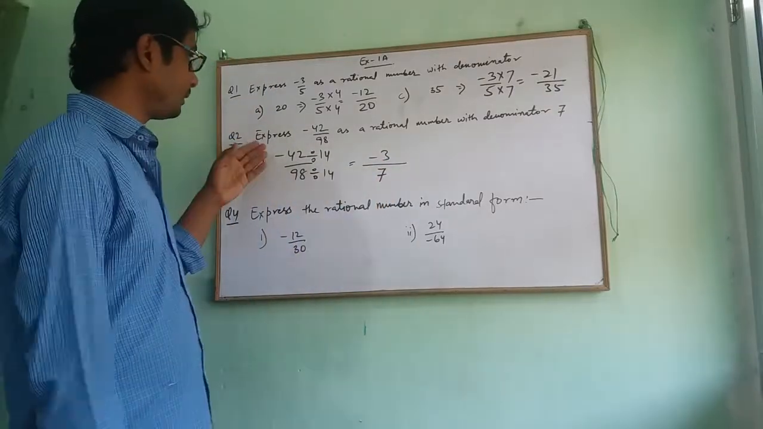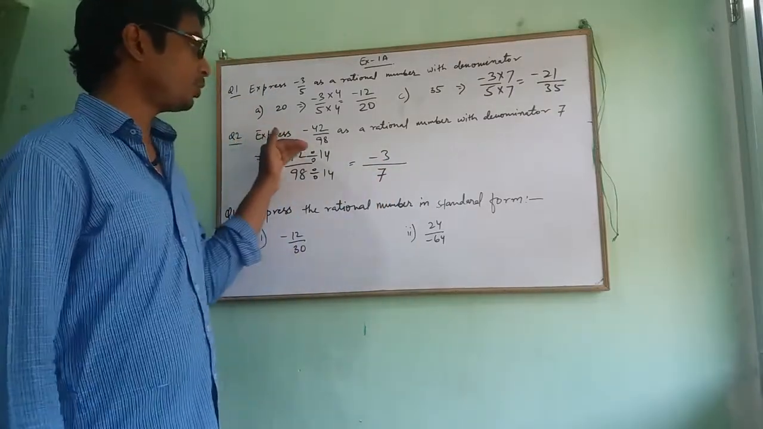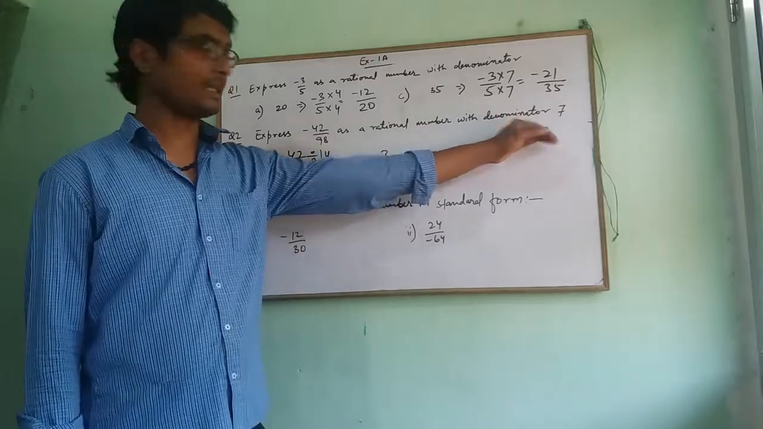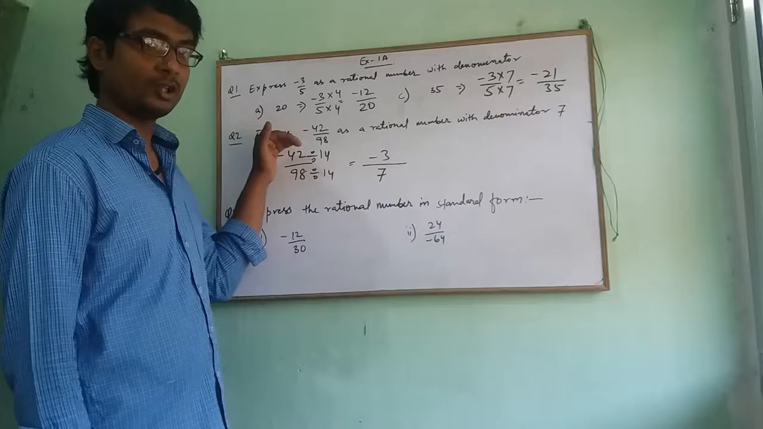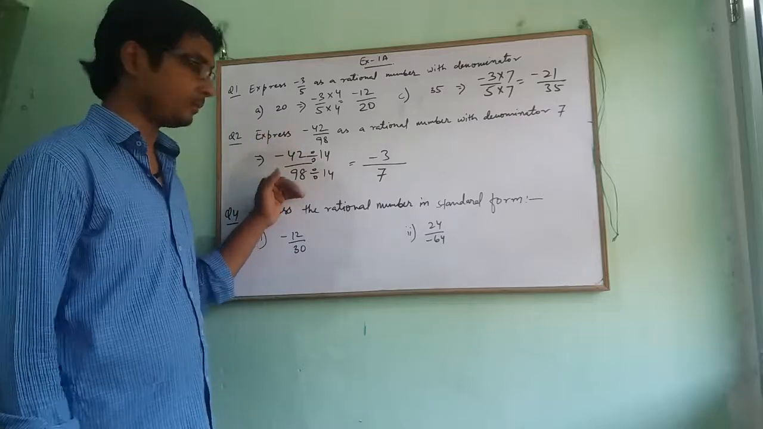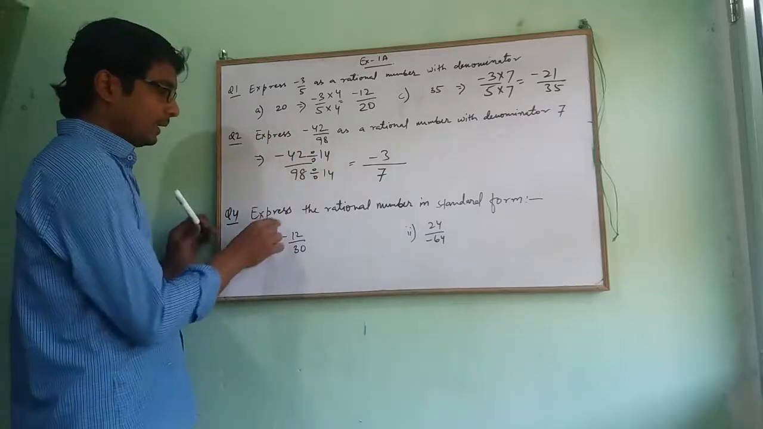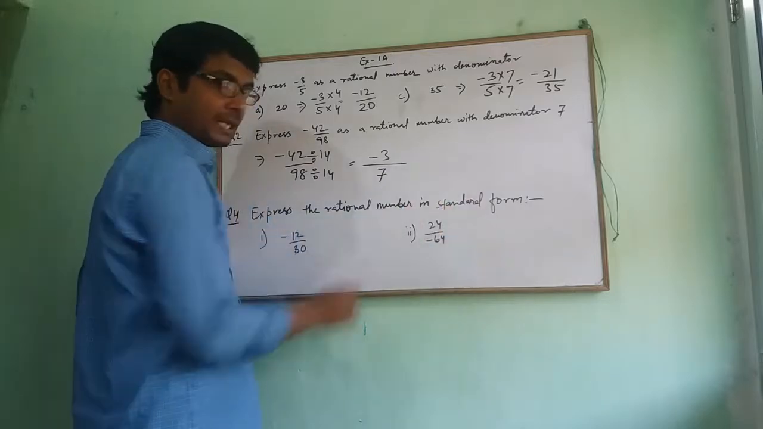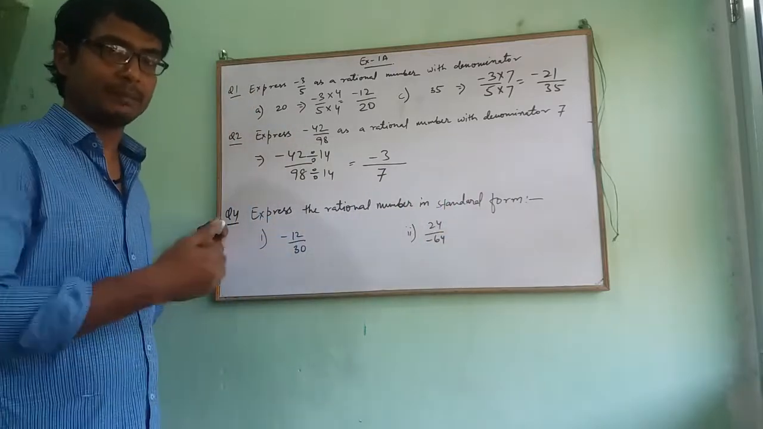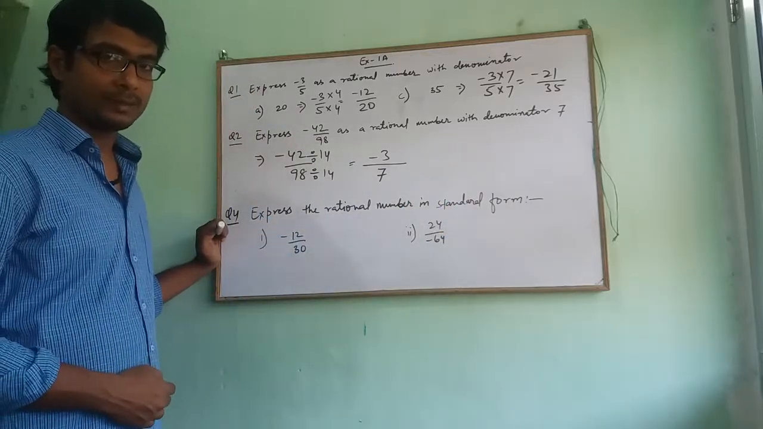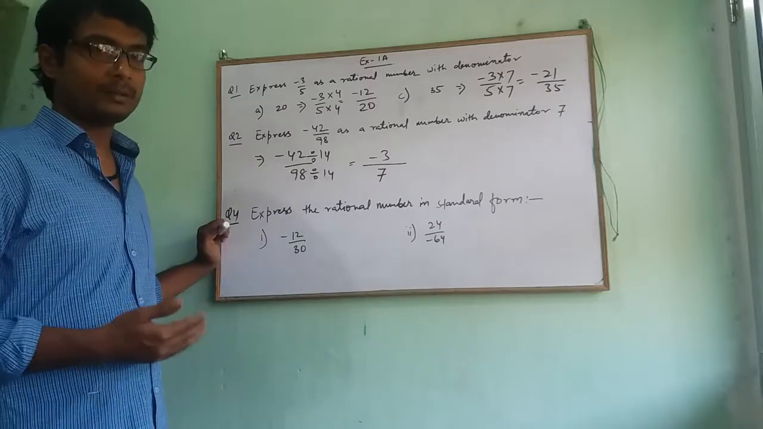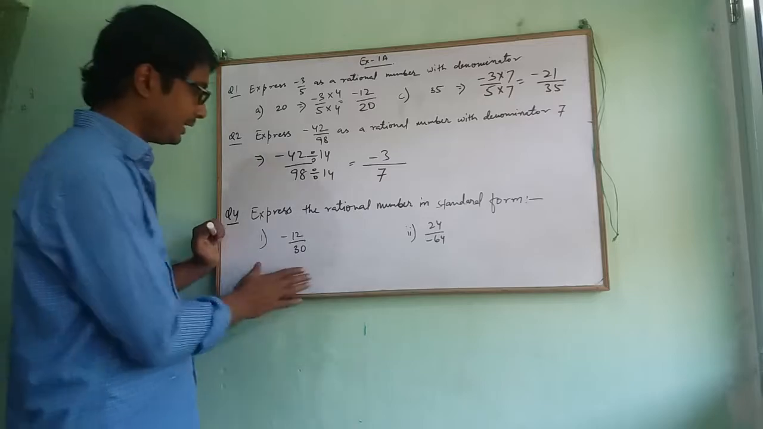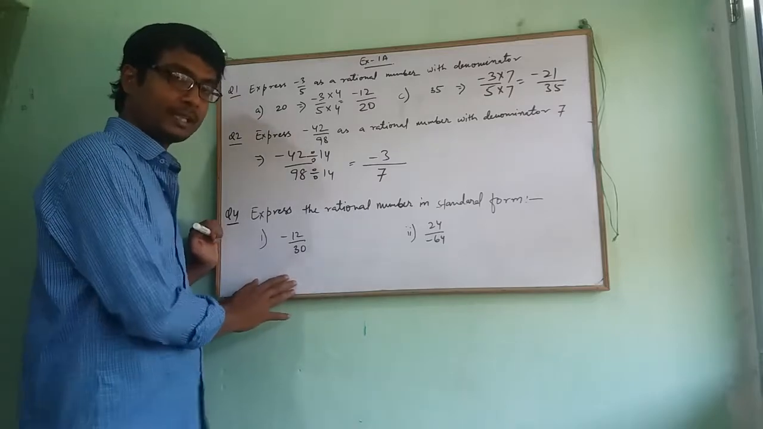Now you can see here, I had to express minus 42 by 98 as a rational number with denominator 7, and I have expressed it as minus 3 by 7 by dividing both the numerator and the denominator by 14. Now my next question is, express the rational number in standard form. What I said in the previous part is that in order to express a rational number in standard form, first of all I have to see whether the denominator is negative or positive.